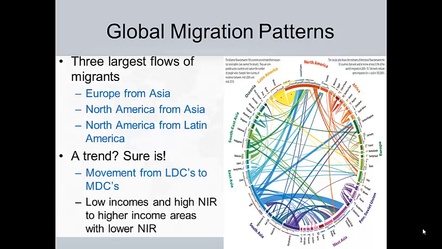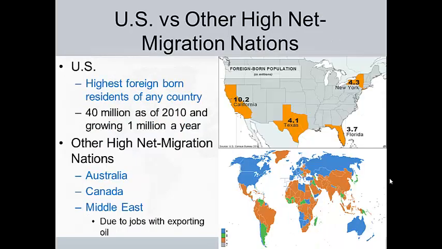And if we take a look even further into this intricate web of migration, guess what? We find a trend. We've talked about this before, but look, there's movement from LDCs to MDCs. If you take a look at the movement from Latin America into North America, you can see a lot of these less developed countries moving to either the United States or Canada, which is a more developed country. Okay, let's keep going.